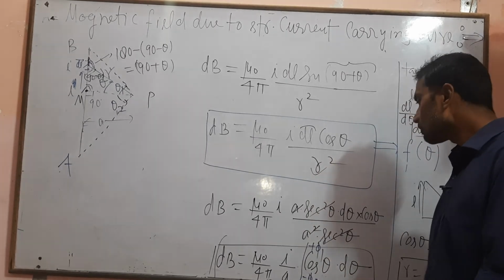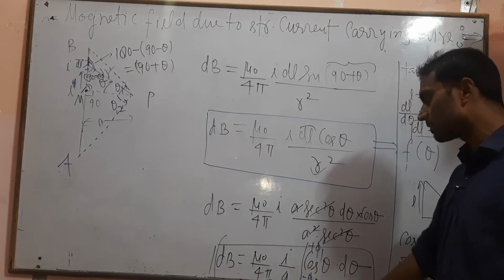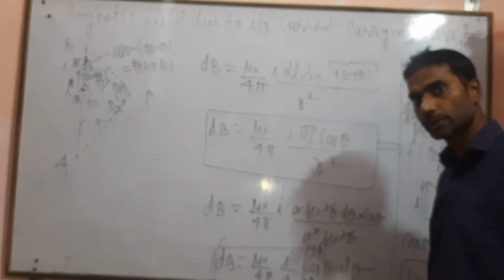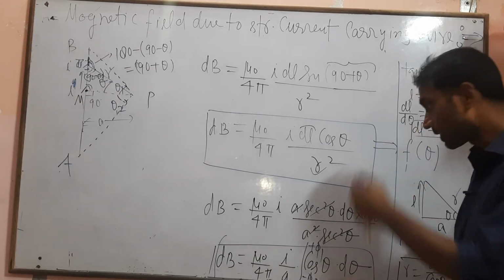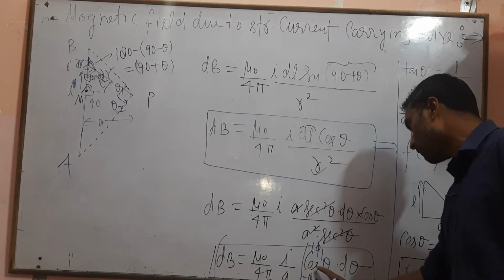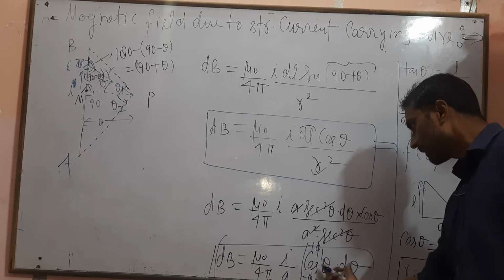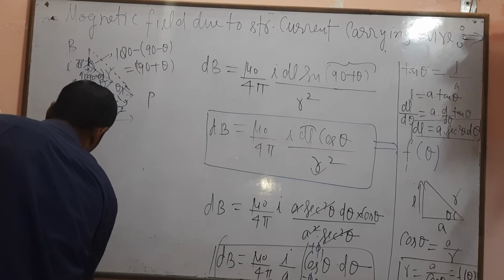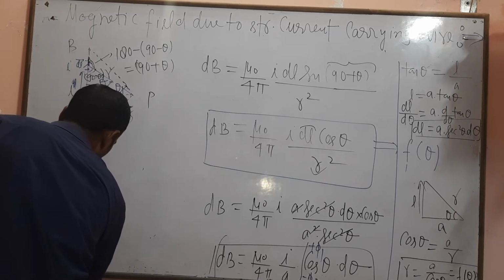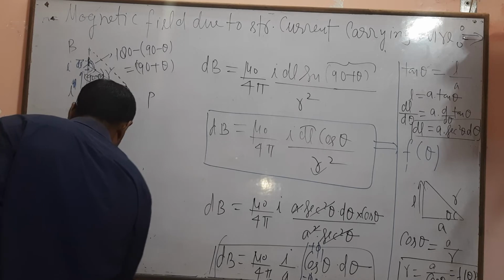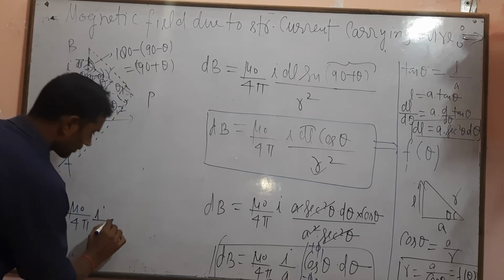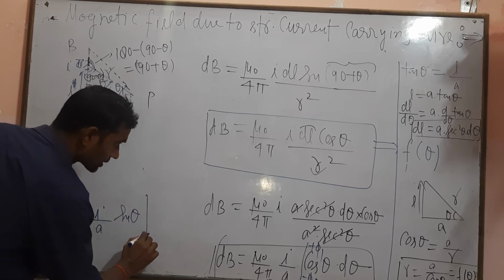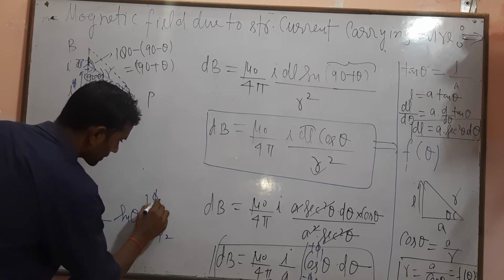Okay, you can take this as minus phi 1 and this as plus phi 2, no problem. Finally we can take the magnetic field magnitude, so the final answer will be the same. This implies the integration of cos theta d theta, what will happen? It gives sin theta d theta. So dB equals mu naught by 4 pi, I by A into sin theta, where the lower limit is minus phi 2 and the upper limit is phi 1.